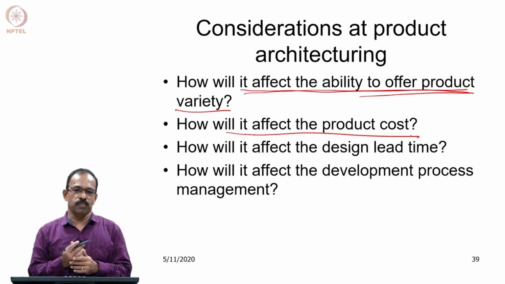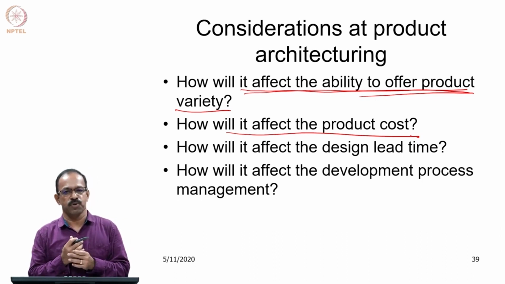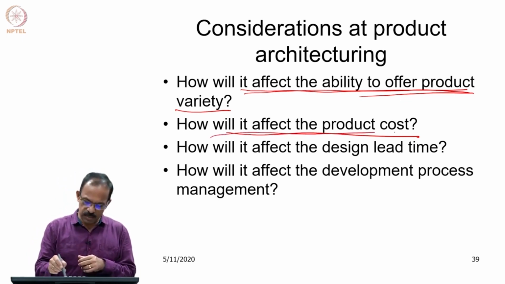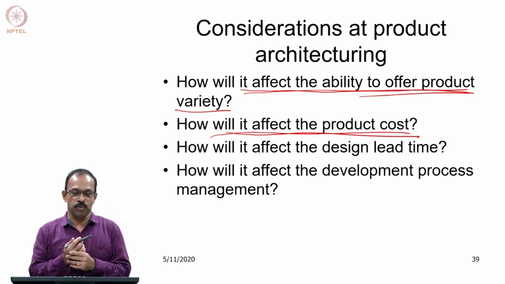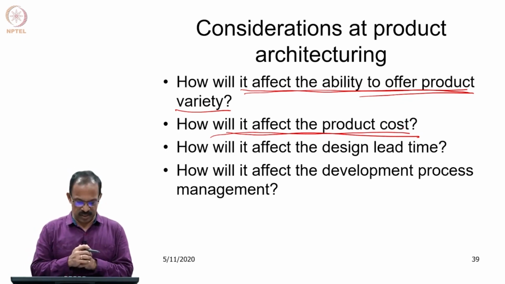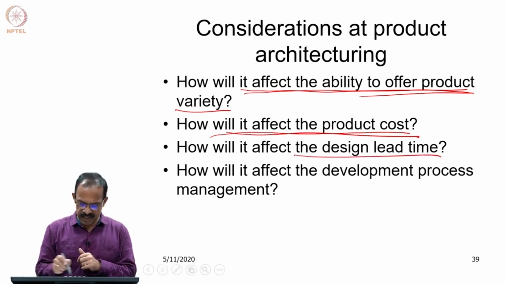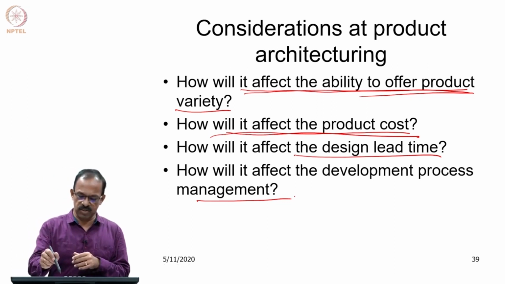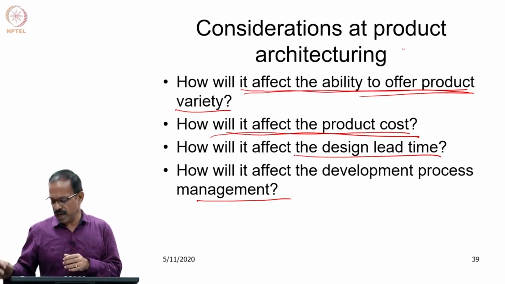If you want to make every product an individual one without much sharing of components, then the cost will go up. So we need to make sure that without increasing the product cost, we should be able to offer the product variety, and accordingly we need to have the product architecture, and then the design lead time and the process management also. So these are the factors that will affect the product architecturing.